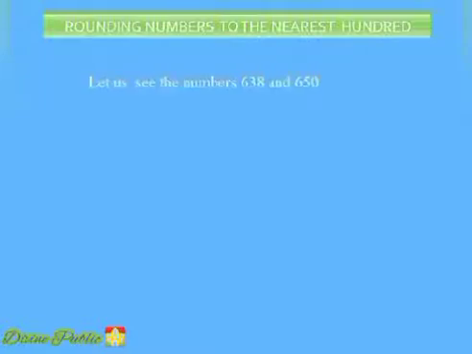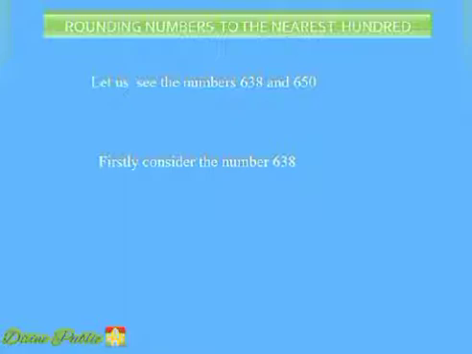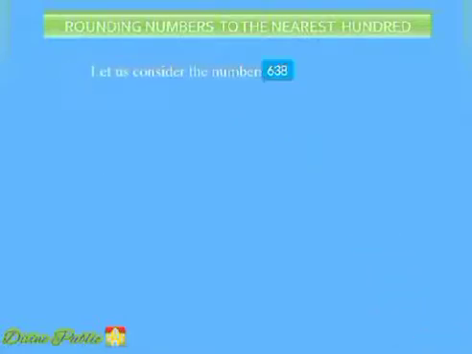Rounding numbers to the nearest 100. Finding out the multiple of 100 which is nearest to the given number is called the rounding of the given number to the nearest 100. Let us see the numbers 638 and 650. Firstly, we will consider the number 638. To round off this number to the nearest 100, we will draw a number line.